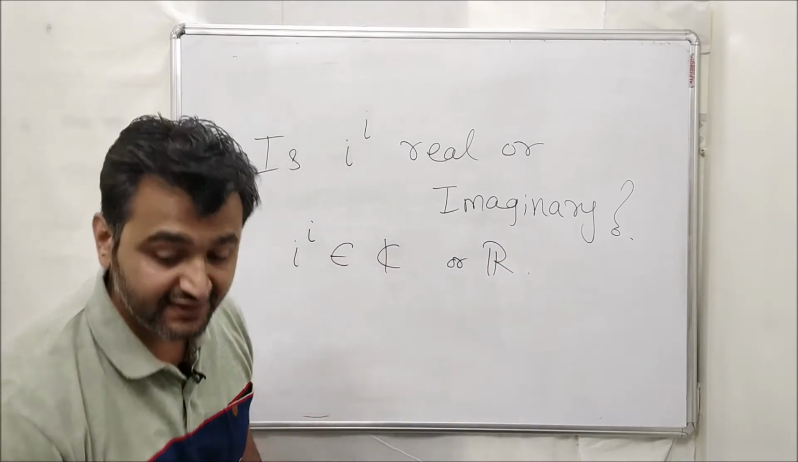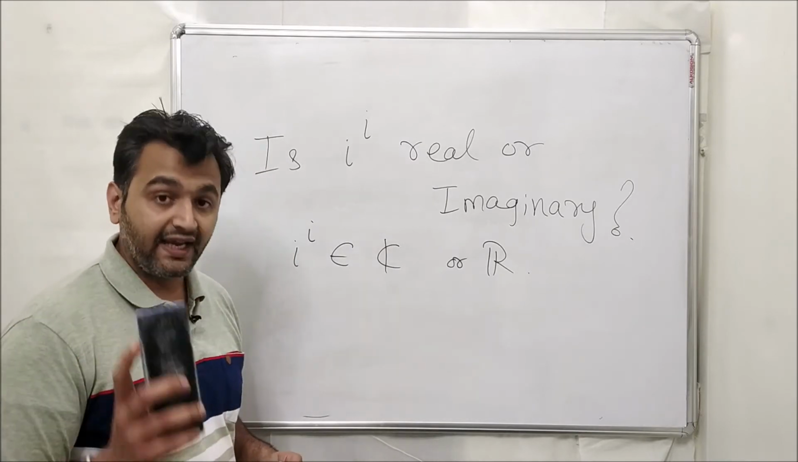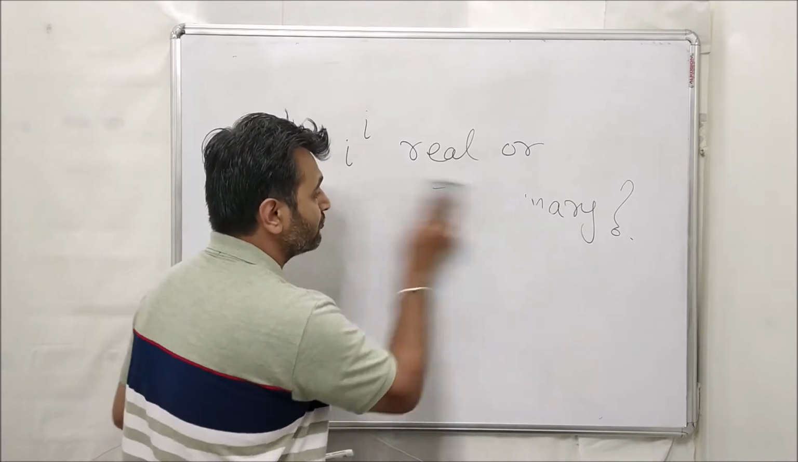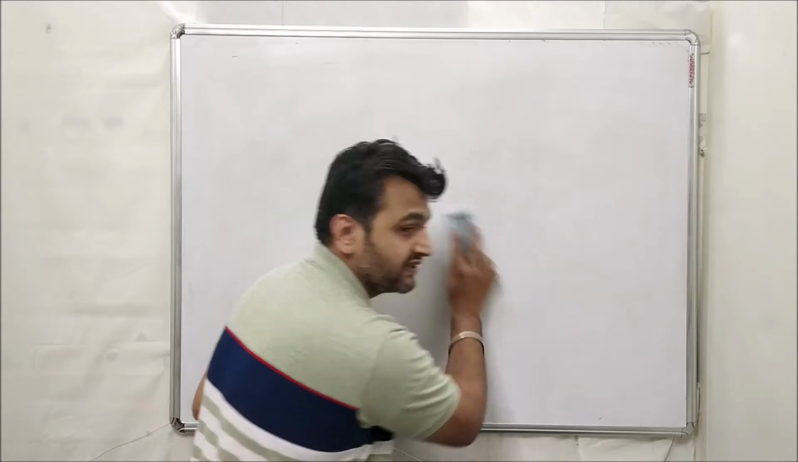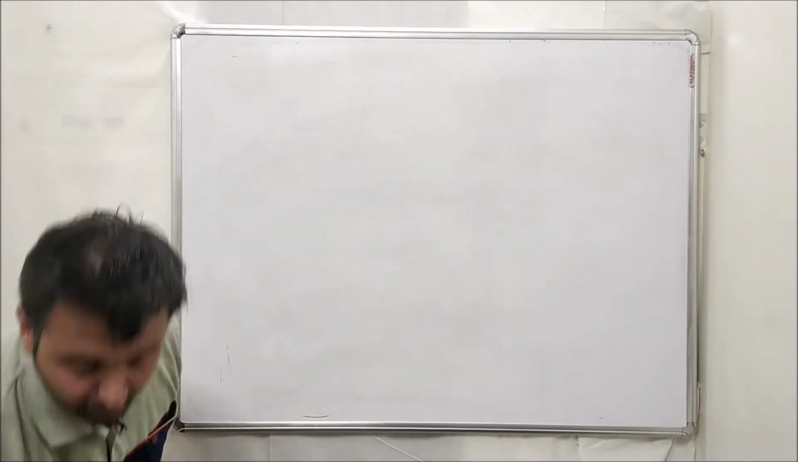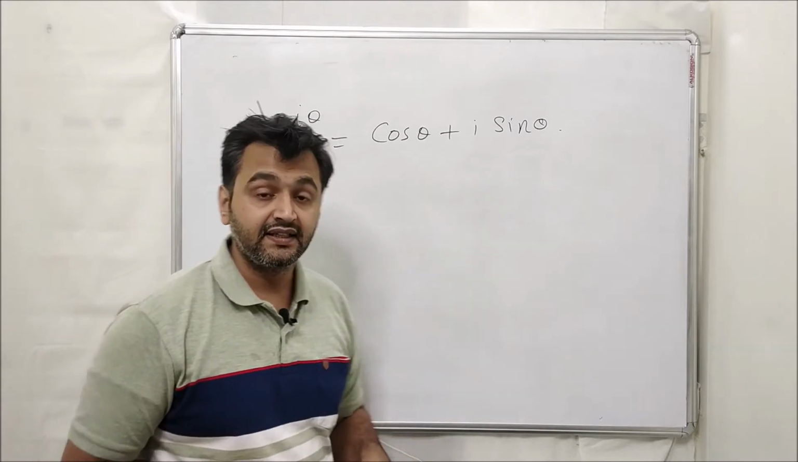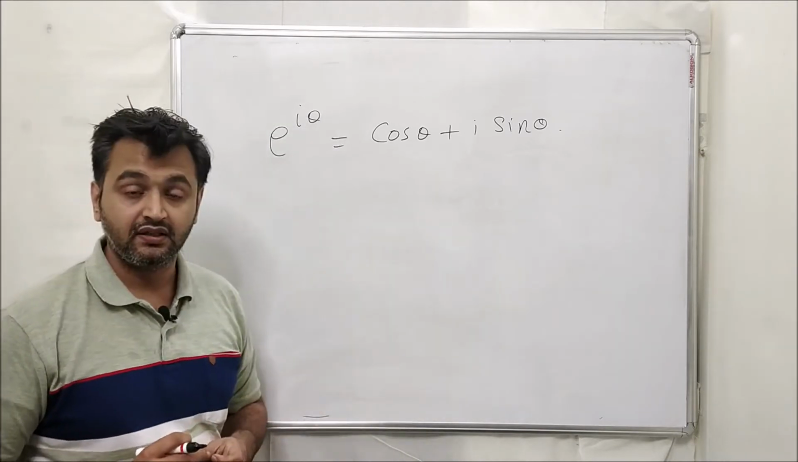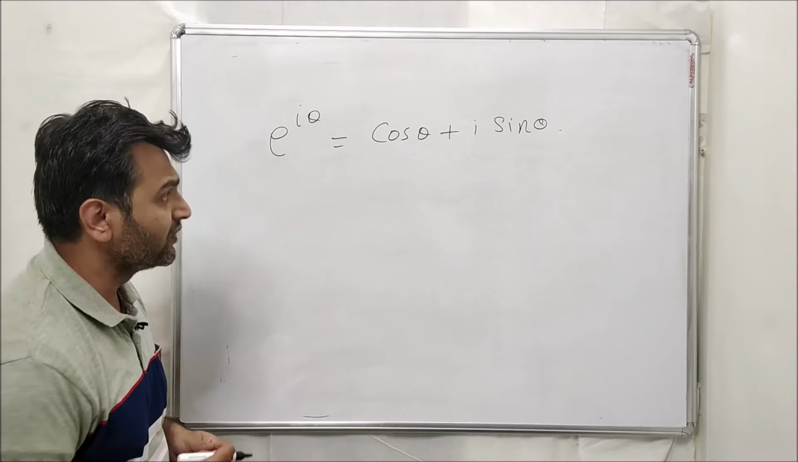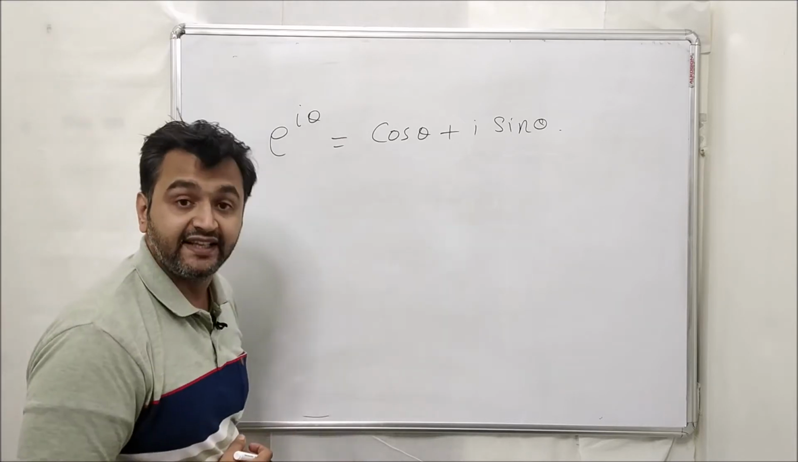Well, the answer is very simple, thanks to Euler's formula. If I use Euler's formula, my job becomes pretty much easier. And what is that formula? The formula is cos theta plus i sin theta is equal to e raised to i theta. Euler's identity, or Euler's formula. Using this, you will easily get your answer.